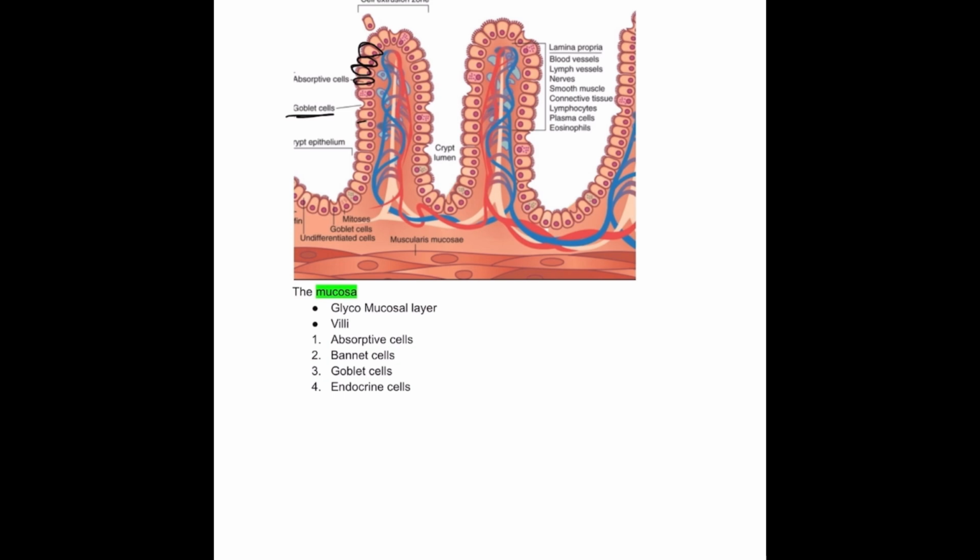These epithelial cells are lined on the lamina propria, which is a connective tissue with blood vessels and lymph vessels. In order to absorb all the particles, the cells are lined tightly, and they're connected with tight junctions.